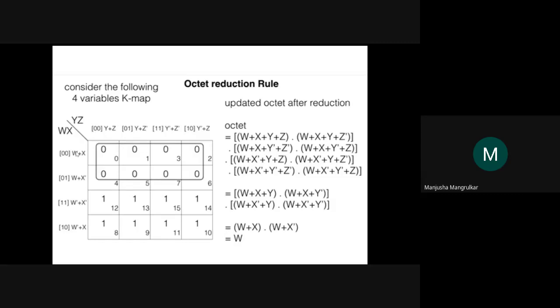So now here w plus x and w plus x complement, and the rest are all changing their state. Y and z are changing 0 to 1 and 1 to 0. Only w is constant for the pairing of eight zeros in this example. So instead of writing all these terms in the boolean function, the answer for all these terms is w only. This is how we minimize the boolean function. So this is the octal reduction rule.